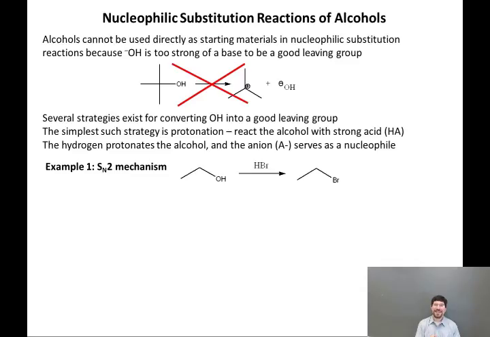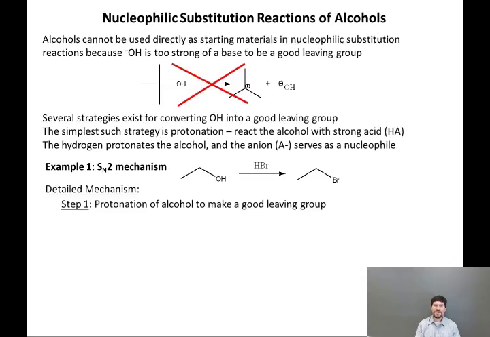This one's going to go by the SN2 mechanism, and if you take ethyl alcohol and react it with HBr, you synthesize ethyl bromide. Okay, let's look at the detailed mechanism of this reaction. So step one is the new step. Protonation of the alcohol to make it a good leaving group.